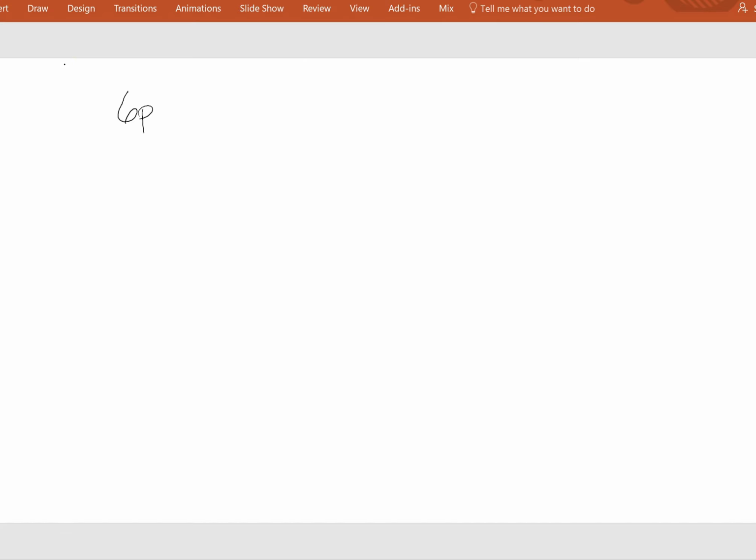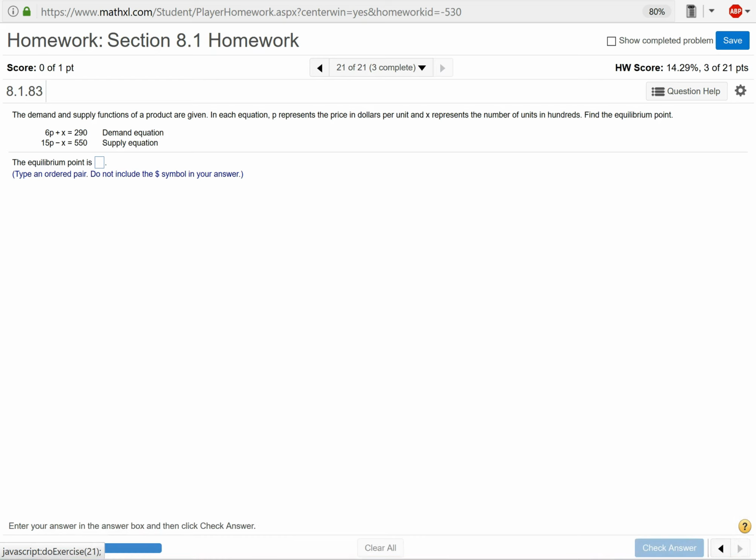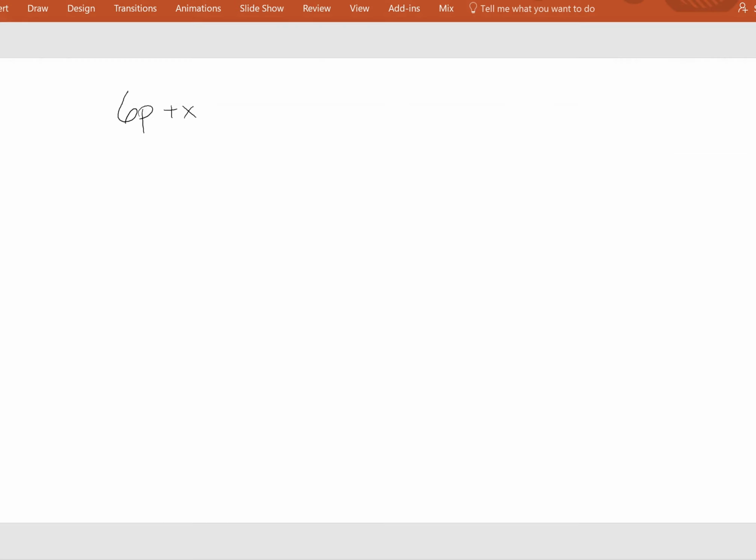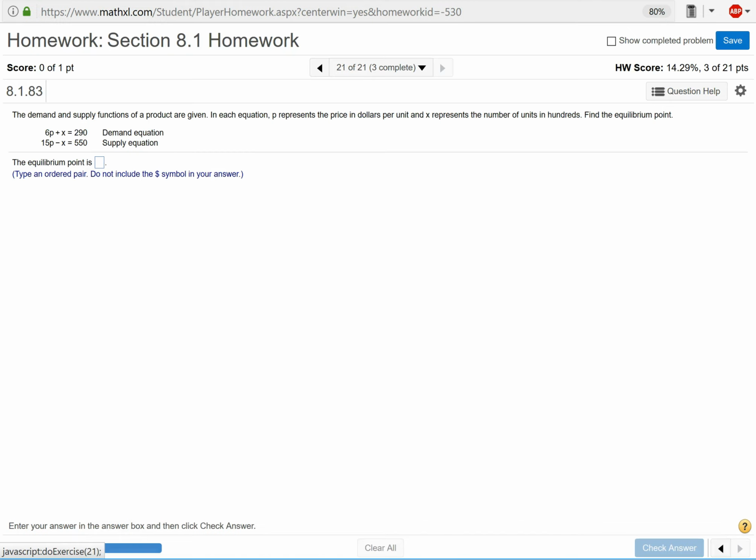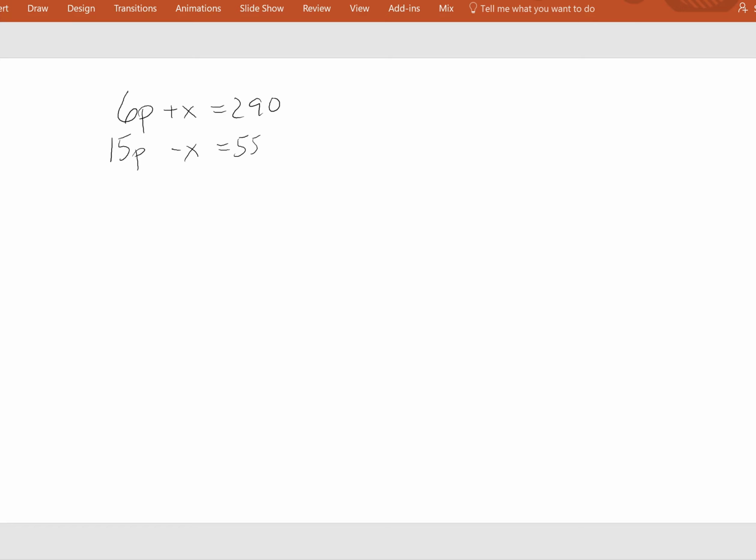There it goes, 6P plus X is equal to 290. 15P minus X is equal to 550, and we have to solve these now. Notice right over here, you have variables that are opposites of each other. If you have that situation happening, this is good, because what we're going to do here is just add them up. When you add them up, the x's cancel each other out.